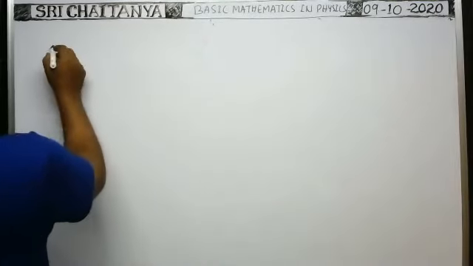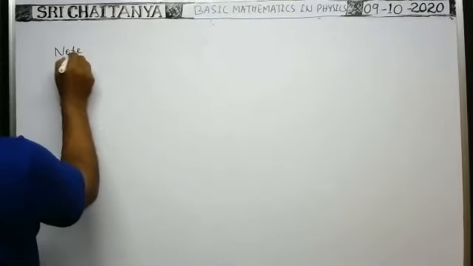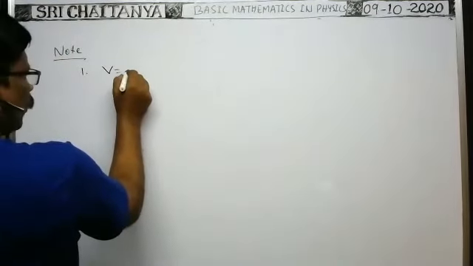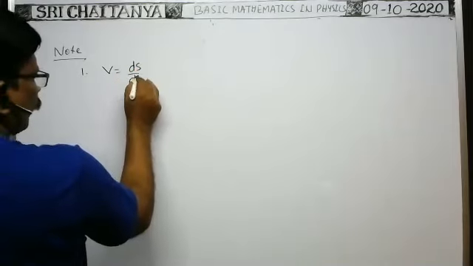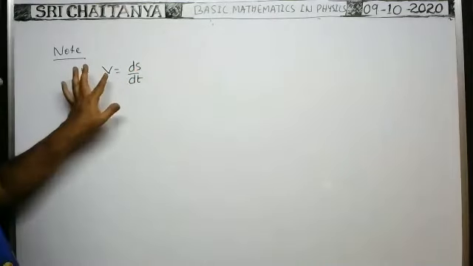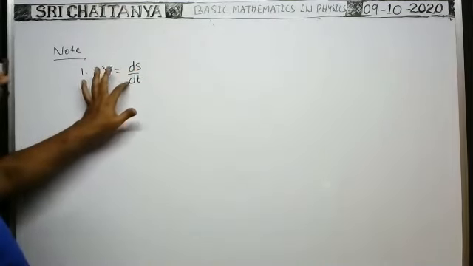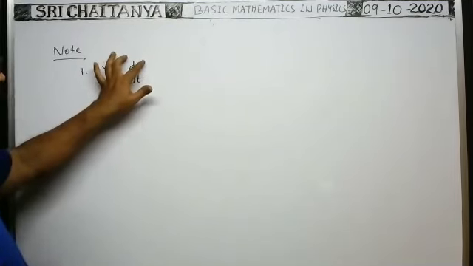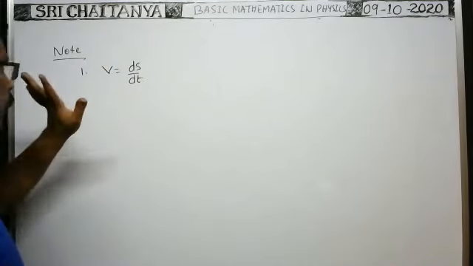Some just note points. 1. Velocity is equal to ds by dt. Velocity of a body is equal to ds by dt. In a small interval of time dt, the displacement of the body is ds. Then ds by dt is the velocity of the body.